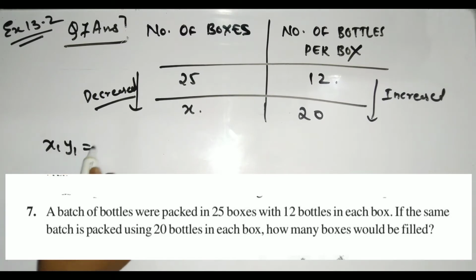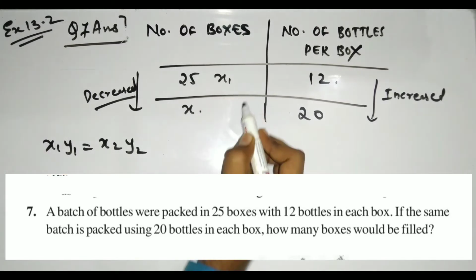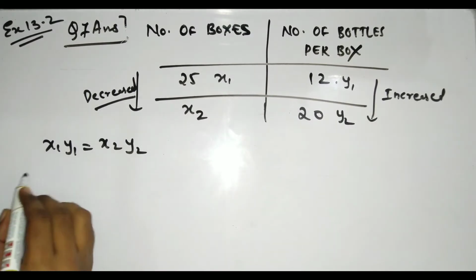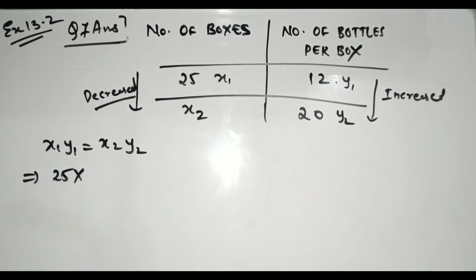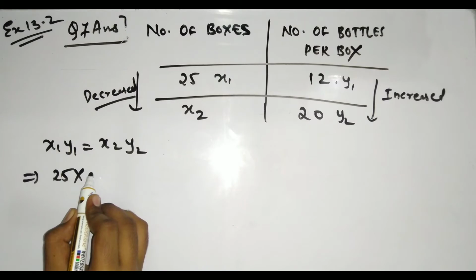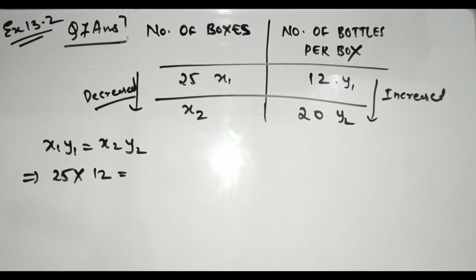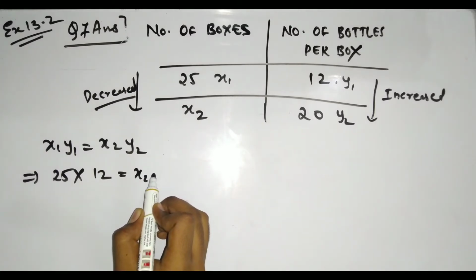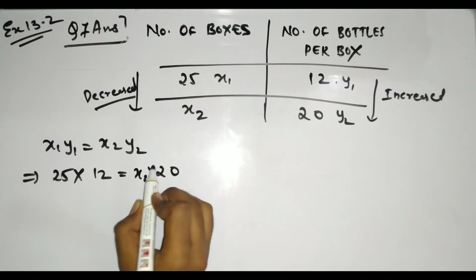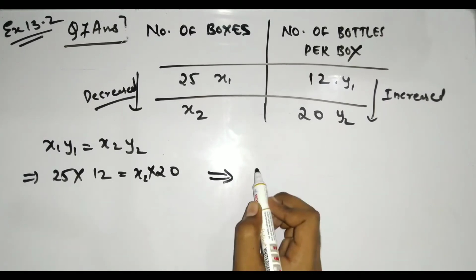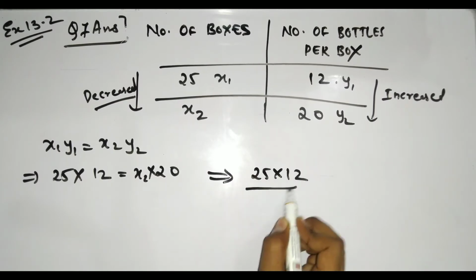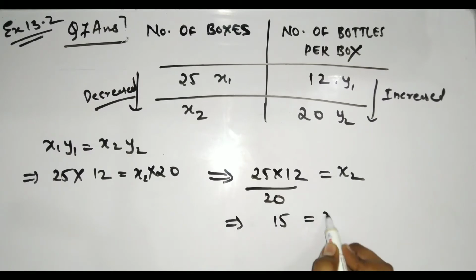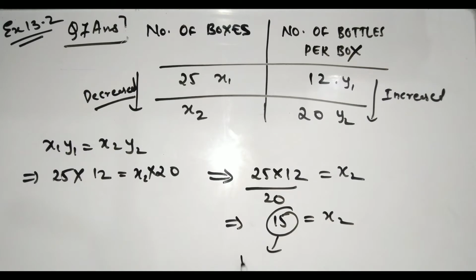So x1 y1 is equal to x2 y2. This is x1, this is y1, this is x2, this is y2. That implies 25 into 12 is equal to x2 into y2. What is y2 here? 20. So that implies 25 into 12 divided by 20 is equal to x2. Therefore, I will get the value as 15. It's x2, therefore it is nothing but the number of boxes.